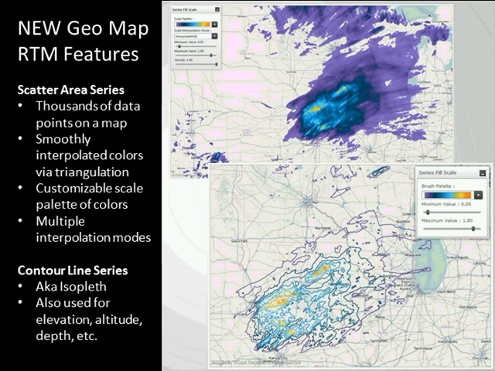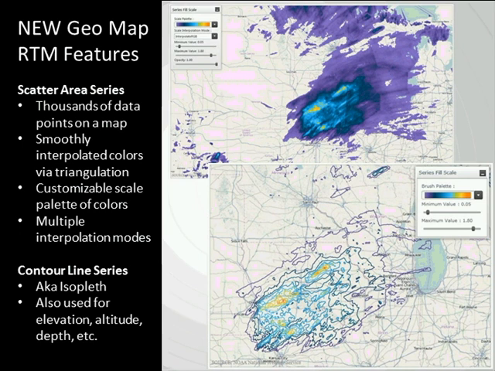Another one is the contour line series. It's very similar to the scatter area series, but instead of interpolating colors in between the points, it's actually creating contour lines, which is also known as an isoplat map. These kinds of maps can be used for many things from precipitation to barometric pressure. They can also be used for altitude, for depth. So this is a kind of visualization that the cool thing with contour lines is that you can still see your map imagery very well underneath.